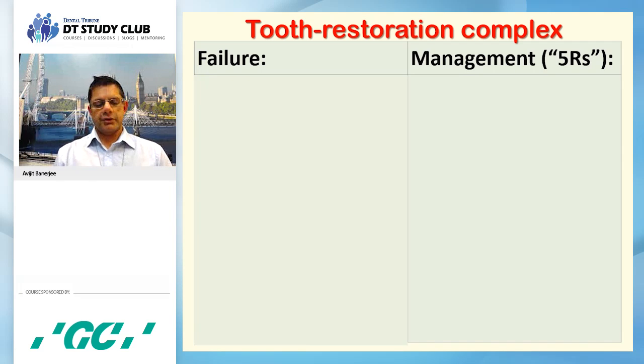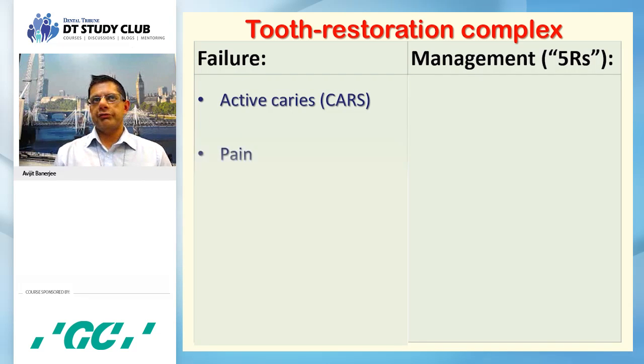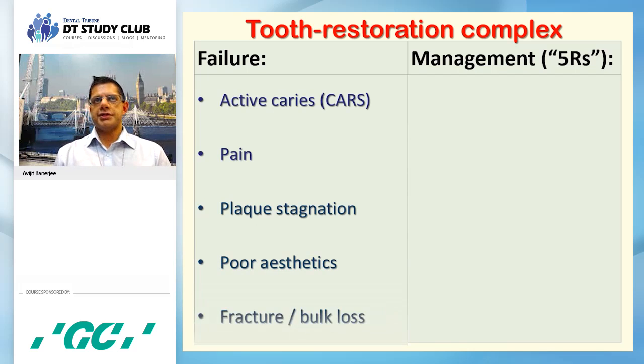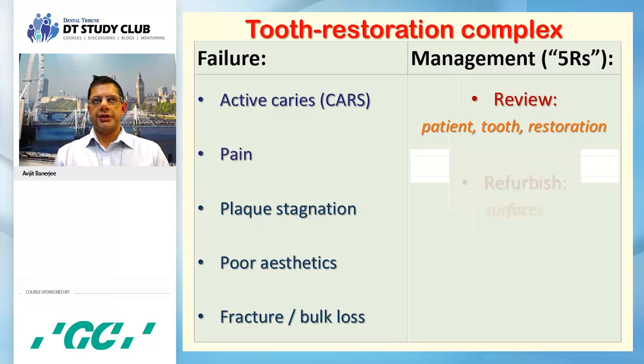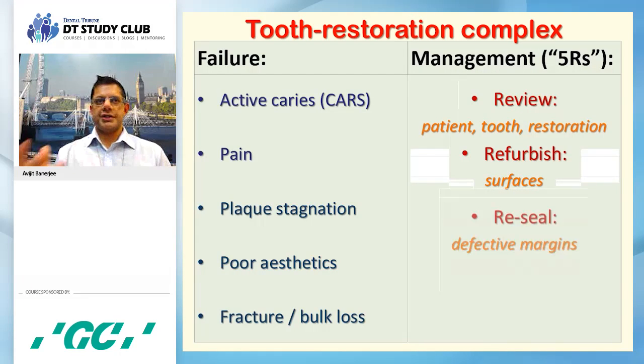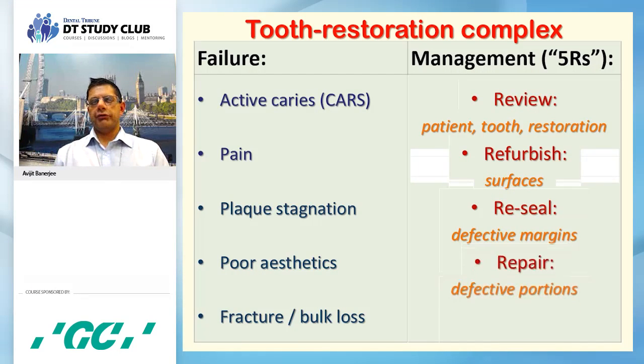the tooth restoration complex. The only ways the tooth restoration complex can fail are listed up on the left-hand side of the screen. Caries associated with restorations and sealants, what was known as secondary caries, pain, plaque stagnation, aesthetics, and fracture and bulk loss. Those are the reasons we would operatively intervene when trying to maintain the tooth restoration complex.